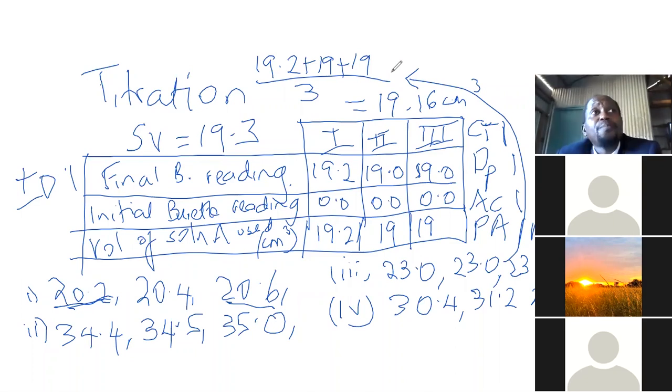The answer must be to 2 decimal places where you are rounding it off. Where the answer is being rounded off, it must be to 2 decimal places.